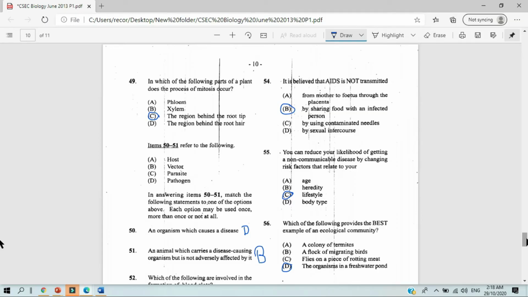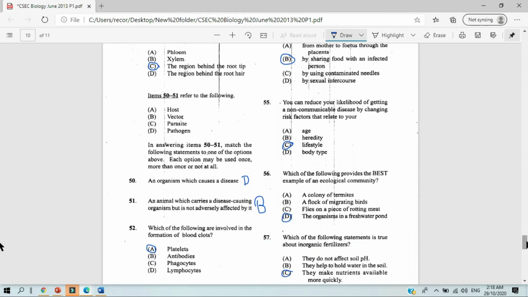An organism which causes a disease is a pathogen. Whatever organism causes a disease, it's a pathogen. So the answer for 50 is going to be D. 51. An animal which carries a disease-causing organism but is not adversely affected by it is going to be B, a vector. And again, these are straightforward from your text.